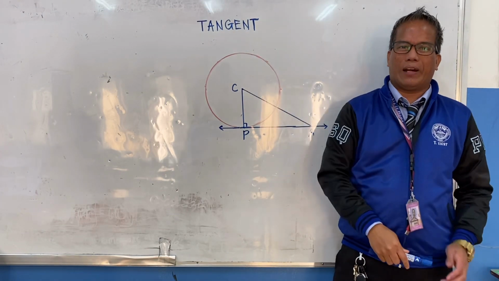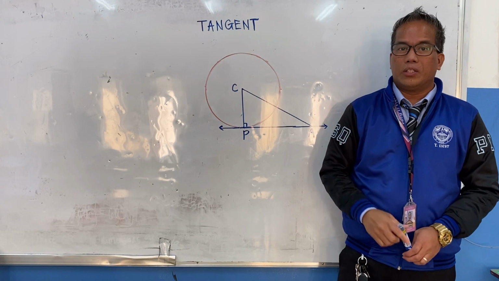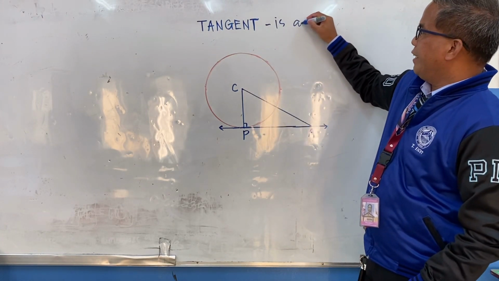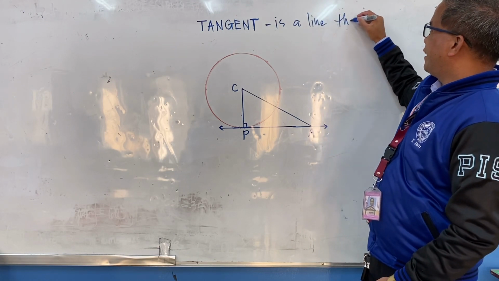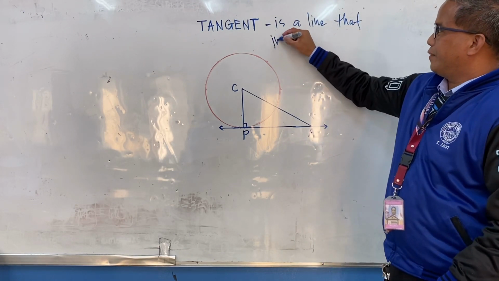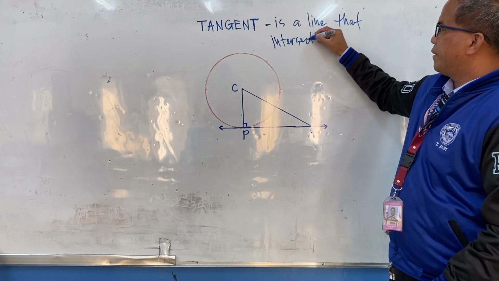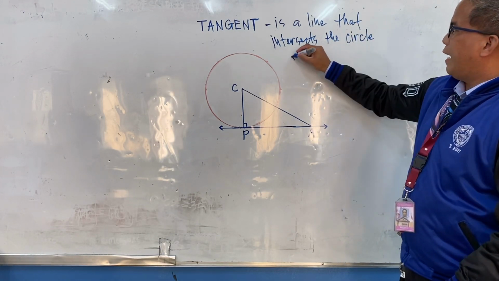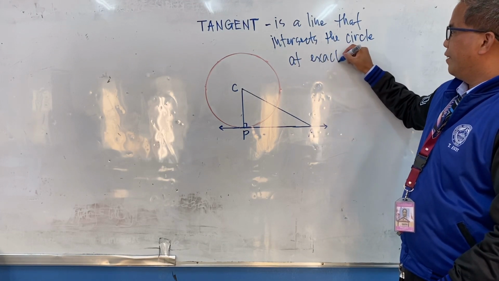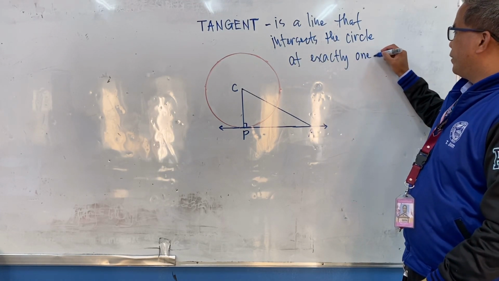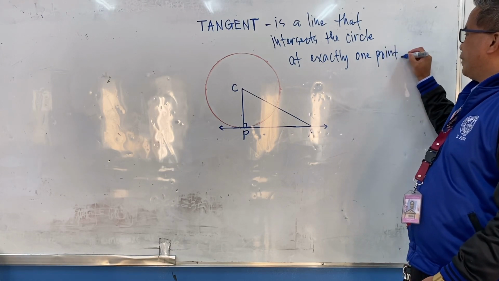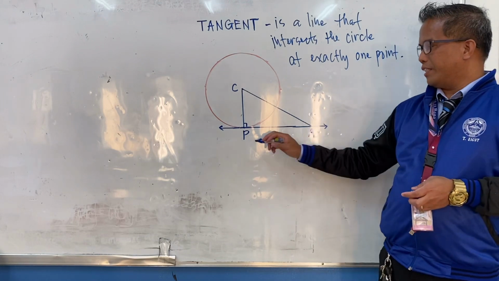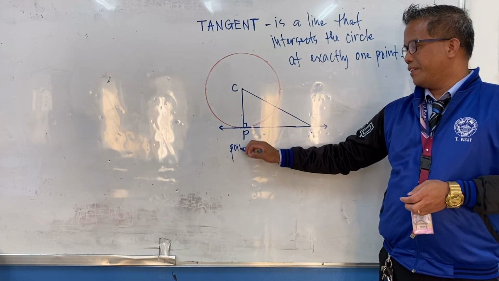So let us define first what is tangent. So when we say tangent, it is a line that intersects the circle at exactly one point. So the point of intersection is what we call as the point of tangency.